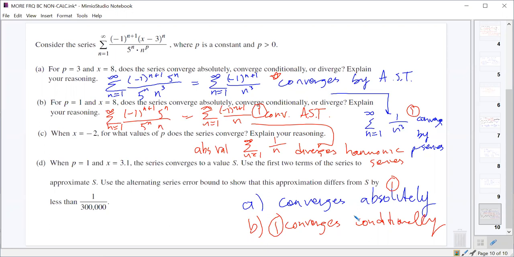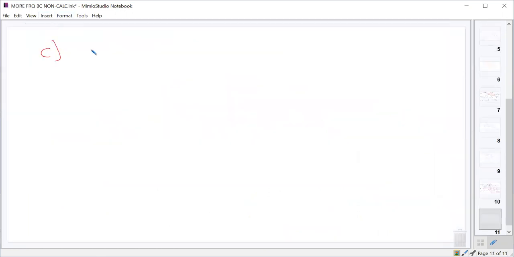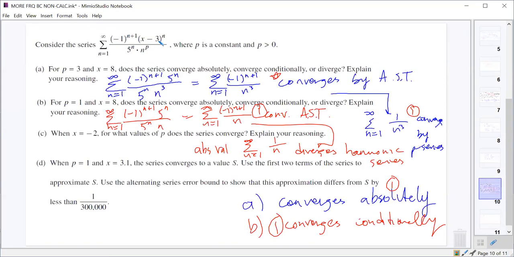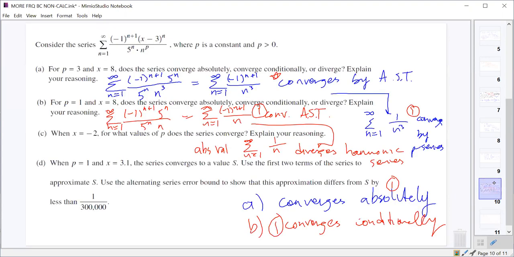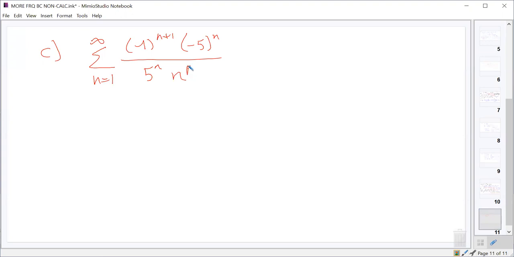Yeah. Cool. All right. Part C, when x equals negative 2, for what values of p does the series converge? So part C is the series from n equals 1 to infinity, negative 1 to the n plus 1. If x is negative 2, that's negative 2 minus 3, so that's negative 5 to the n over 5 to the n, and then n to the power of p.